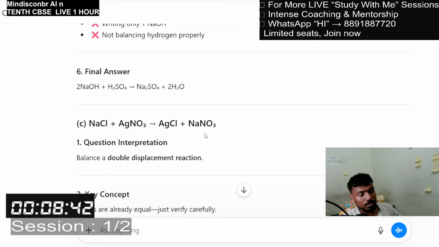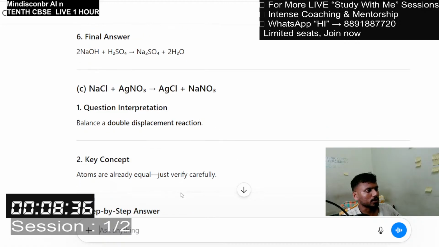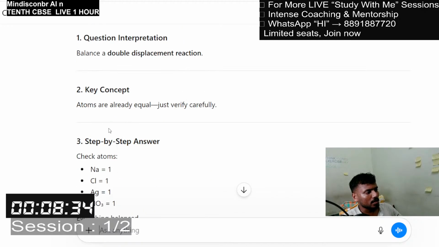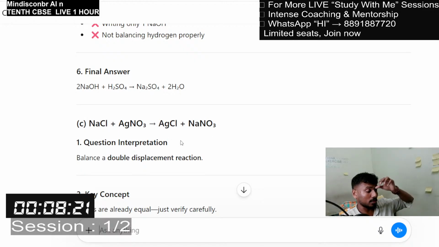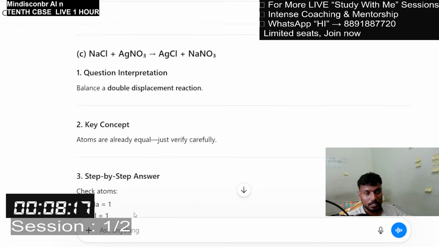Sorry, this is an example for a double displacement reaction. NaCl plus AgNO3 gives AgCl plus NaNO3. Here one atom of sodium, one atom of sodium, one atom of chlorine, one atom of chlorine, and here silver is the same, Ag, and NO3 also the same. Here it is already a balanced chemical equation, so we don't need to additionally balance it.